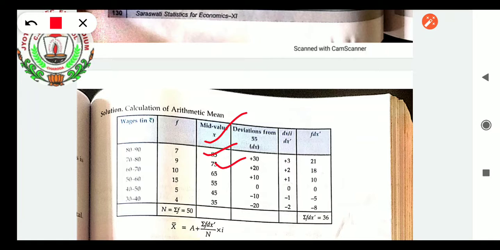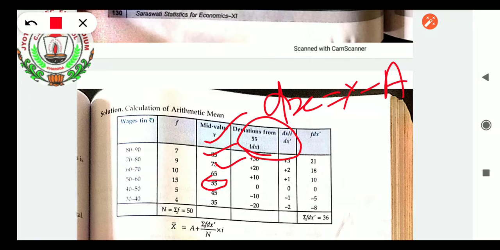After getting the mid value, from it we have taken one value as the assumed mean, that is 55. Here two columns are not needed. We can have one column, that is dx dash equals x minus A divided by I. What is I? The difference between L2 and L1, that is 10. Every class limit has a difference of 10, so here I will be 10.